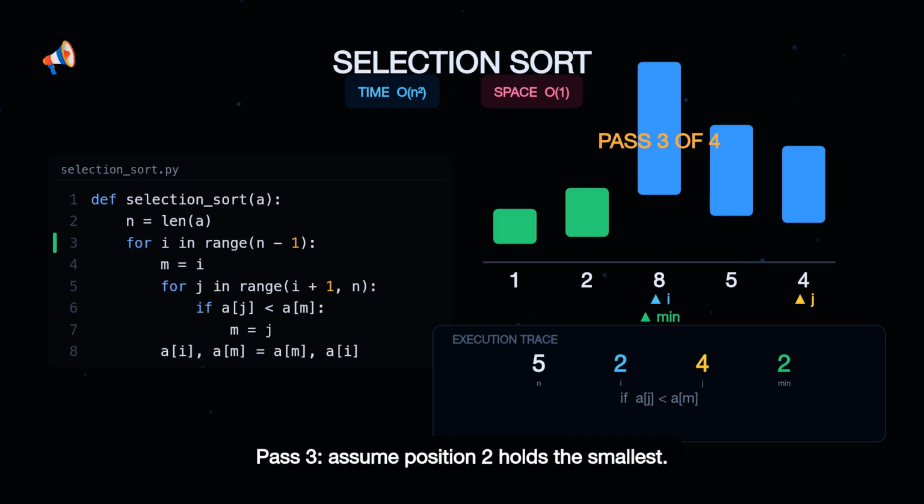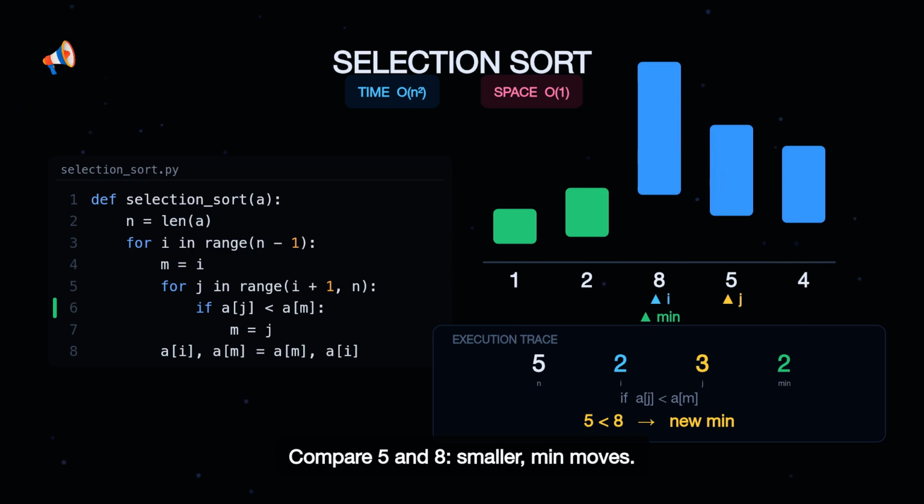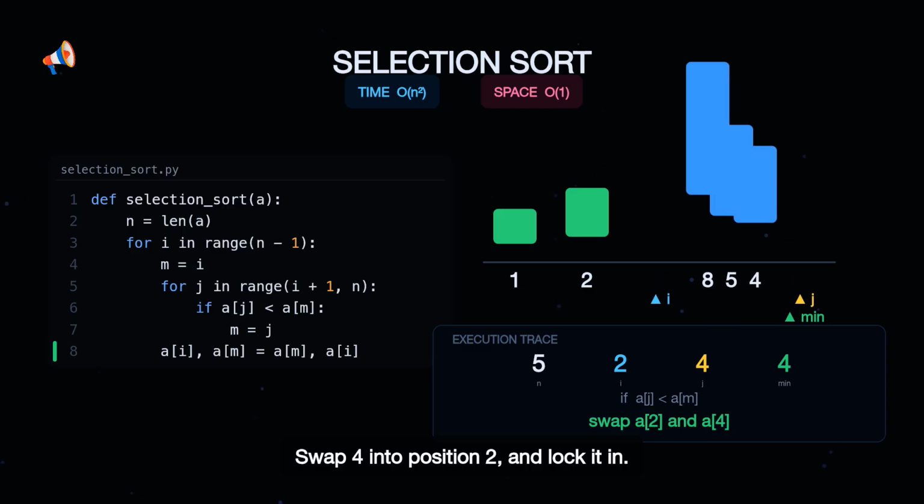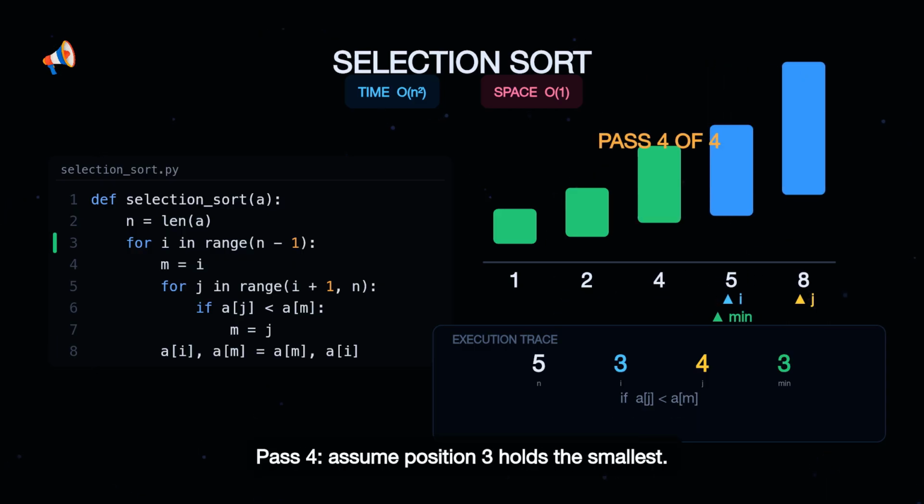Pass 3. Assume position 2 holds the smallest. Compare 5 and 8. Smaller, min moves. Compare 4 and 5. Smaller, min moves. Swap 4 into position 2 and lock it in.